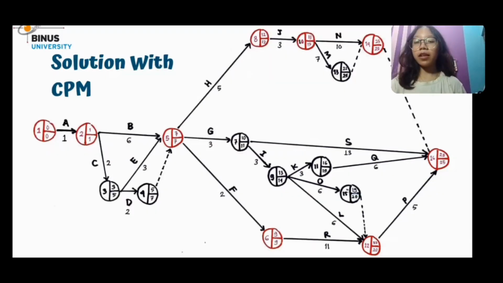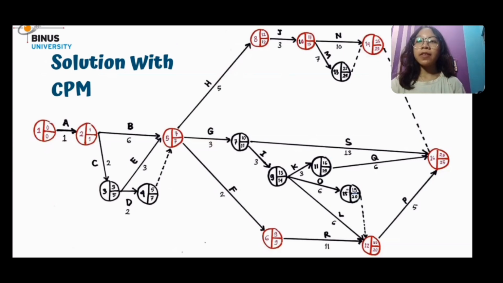To determine the critical path, we must find the earliest time and the latest time. To find ET, we must find the maximum value, while for LT, we look for the minimum value. Number 1 is 0 because it is the beginning. Number 2 is 1 because its duration is 1. Number 3 is 3 because it is 2 plus 1. Number 4 is 5. And for number 5, since this section is branching, we determine the maximum by comparing the results and entering the largest value.